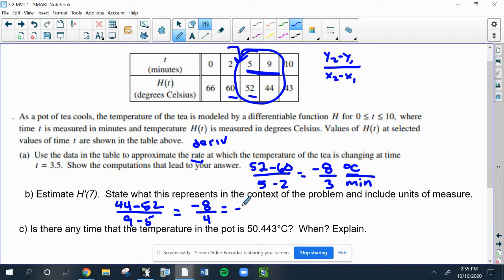Now, it asks a couple other things: units and what does it mean? I like to do units first because that will help us with what it means. The top is degrees Celsius. The bottom is minutes. So a negative 2 degrees Celsius per minute. That's a rate. So we would say this approximates the rate at which the temperature is decreasing, because of the negative, at t equals 7. So again, in the context of the problem, this is the approximate rate that the temperature is decreasing at t equals 7.